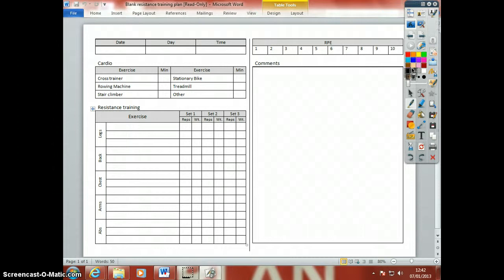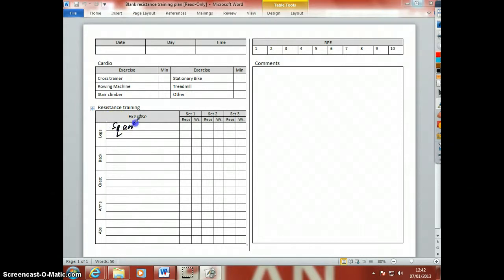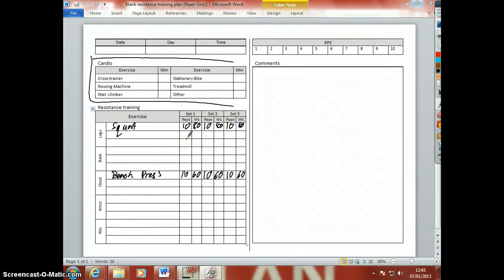In here you're going to put your exercise. So for legs it could be a squat. If I want to create size and strength, I might be doing something around 10 reps. I would be lifting quite a heavy weight, so it could be 80 kilos. If I look at bench press, it could be something similar.